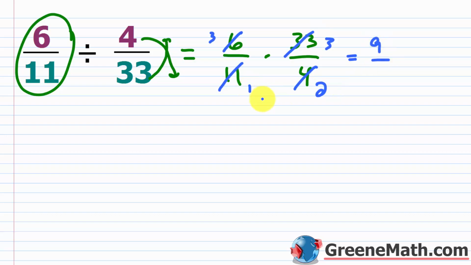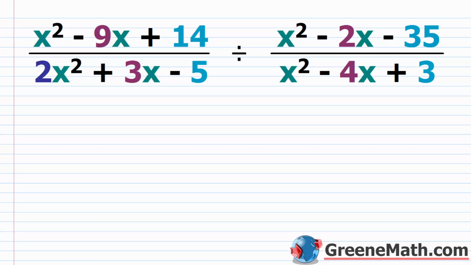Because this is 1, it's been canceled. So this is 1 times 2, or just 2. So the answer there is just 9/2. Very simple process. And we're going to do the same thing here.